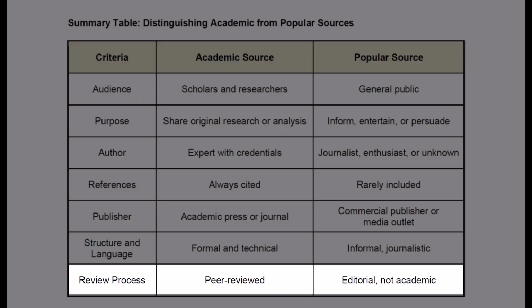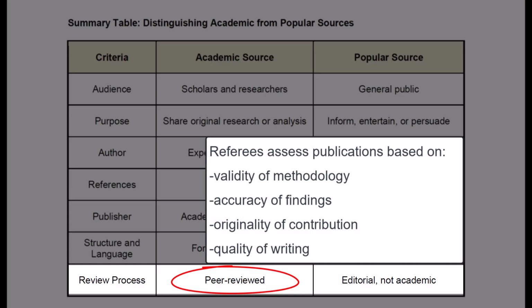Review process. Peer review is a critical process that distinguishes scholarly sources from other forms of writing. In peer review, an article or research submission is evaluated by other experts in the field, called referees, before it is accepted for publication. These reviewers assess the validity of the methodology, the accuracy of the findings, the originality of the contribution, and the quality of the writing.